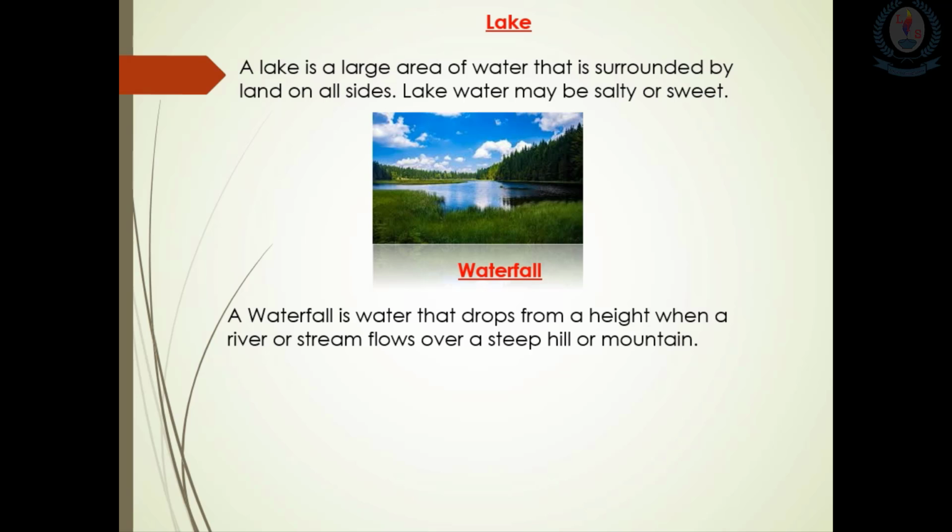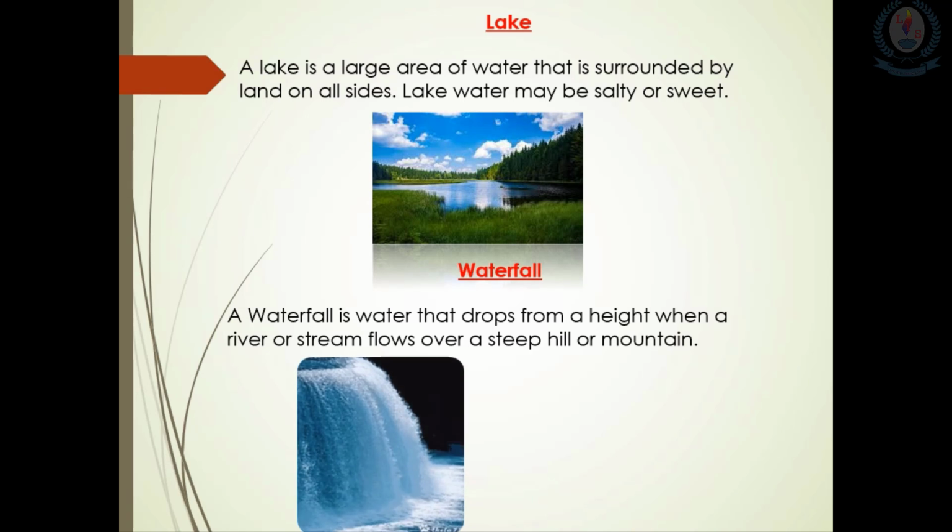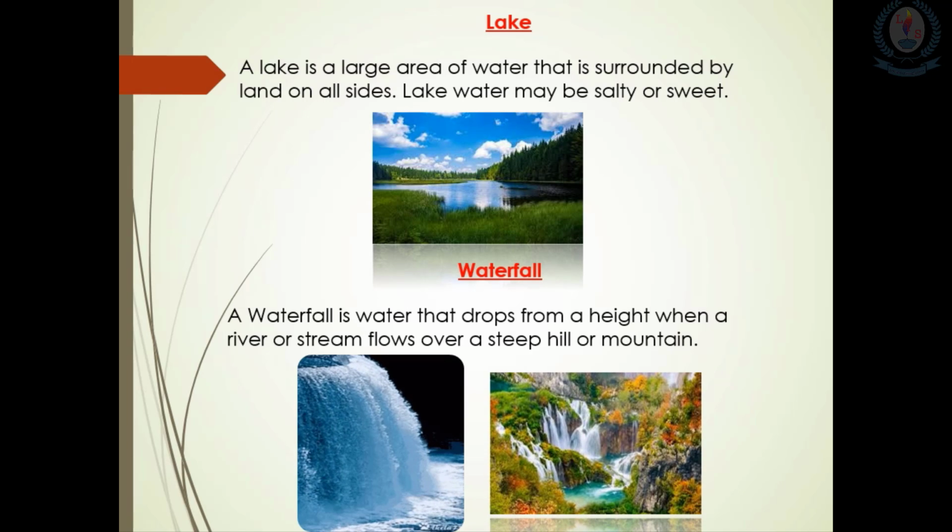Our next water body is waterfall. A waterfall is water that drops from a height when a river or stream flows over a steep hill or mountain. What is a waterfall children? A waterfall is water that drops from a height when a river or stream flows over a steep hill or mountain. You can see some pictures of waterfall here.